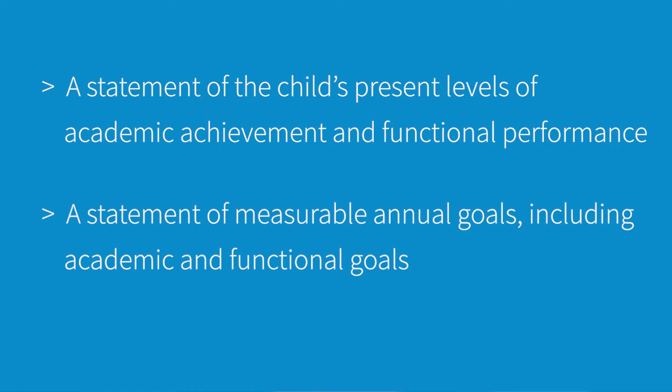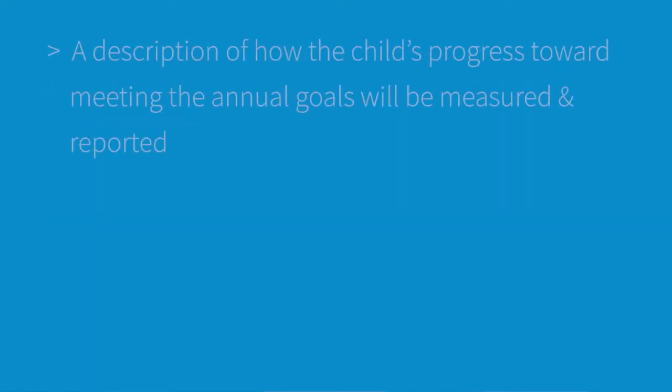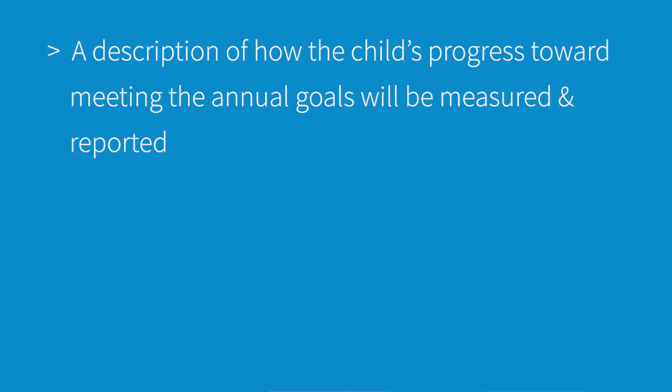The IEP will also include a statement of measurable annual goals, including academic and functional goals, designed to meet the child's needs that result from the child's disability to enable the child to be involved in and make progress in the general education curriculum and meet each of the child's other educational needs. It will include a description of how the child's progress towards meeting the annual goals will be measured and when periodic progress reports will be provided.